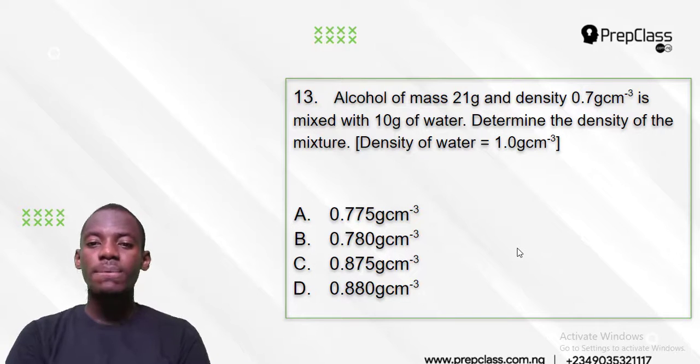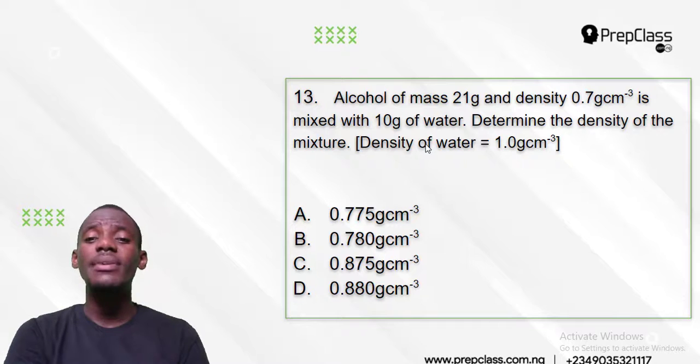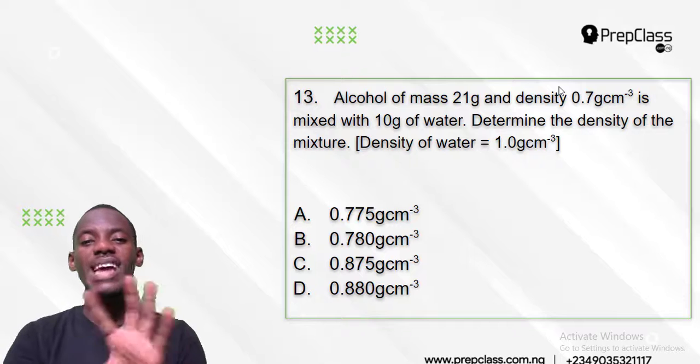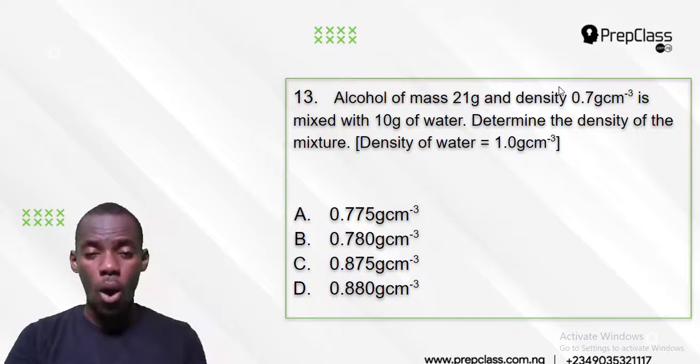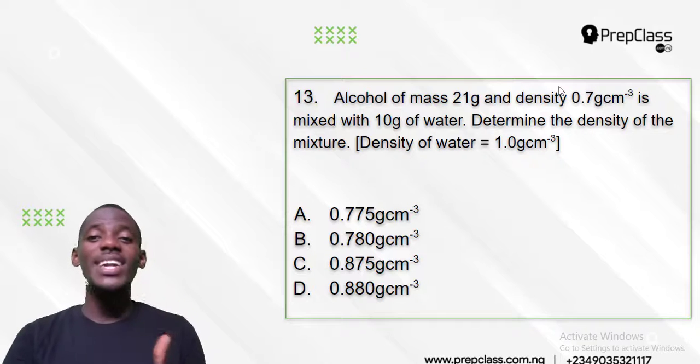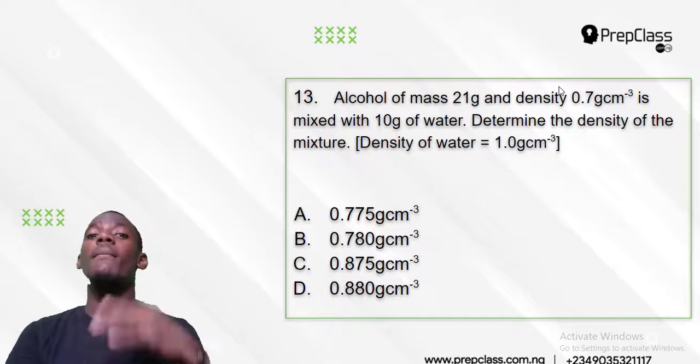Right. Now, first of all, there's a problem here. This alcohol has mass and density. And then there's water, mass, but there's no density. And you are not told to find the density of the water. You are told to find the density of the mixture. That means they've given you the density of water here. This is the density of water. This is the mass of water. This is the mass of alcohol. So they have given you their masses and their densities, the density of alcohol and the density of water. You have to find the density of not alcohol and not water, but their mixture.